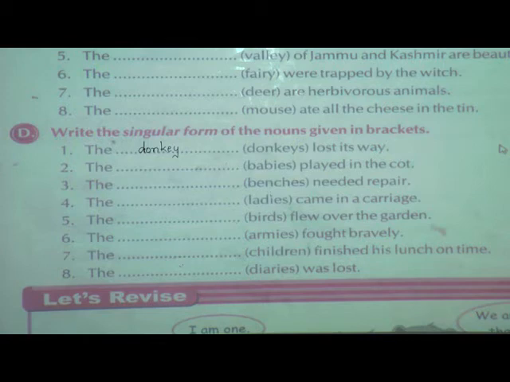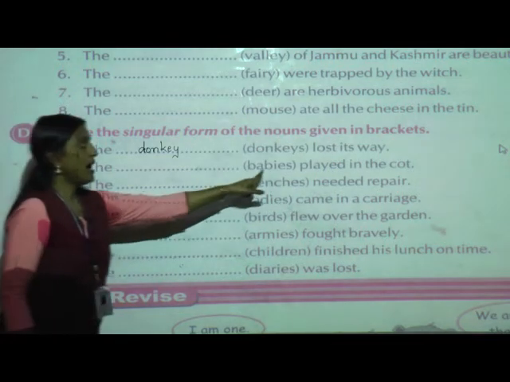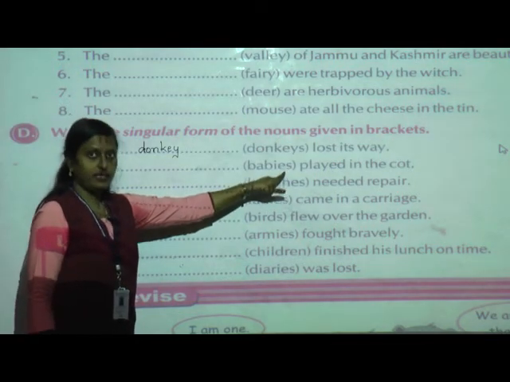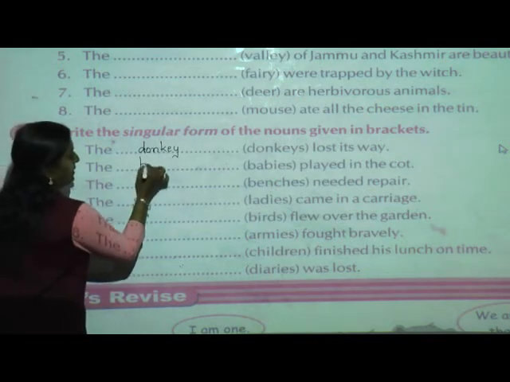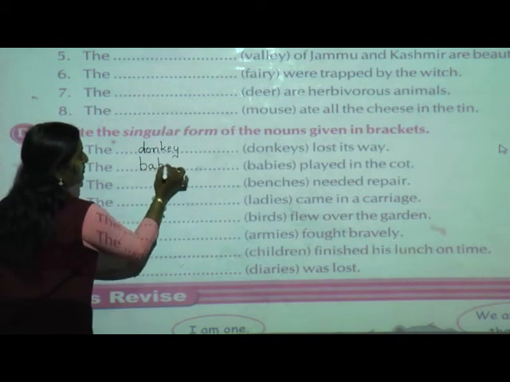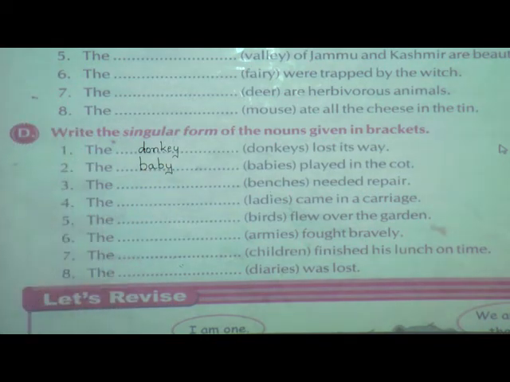Now the babies played in the court. What is in the bracket? Which plural is that? Babies. And see here what is given over here? IES. And this IES is in which rule? When the noun ends with Y. So in singular form what is the answer? Yes, it is baby, B-A-B-Y.